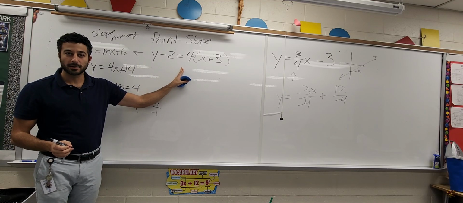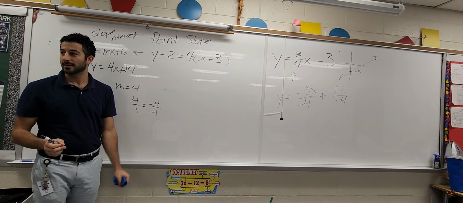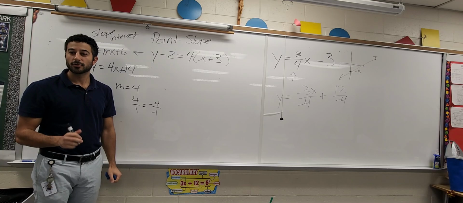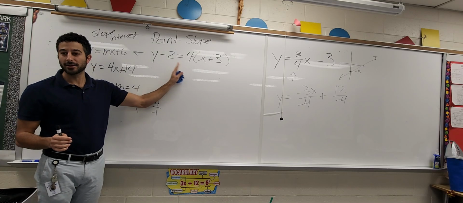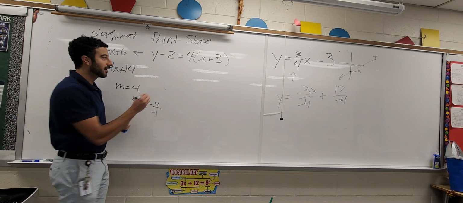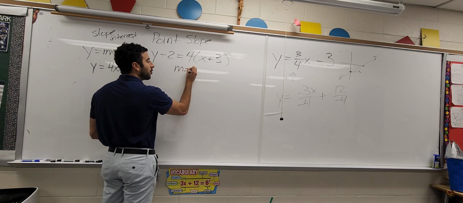Can we identify the slope here? It's one of the 3 numbers. Take a shot. Don't try to switch it. The slope is here. It's one of the numbers. It's 4. All right. M is equal to 4 here.